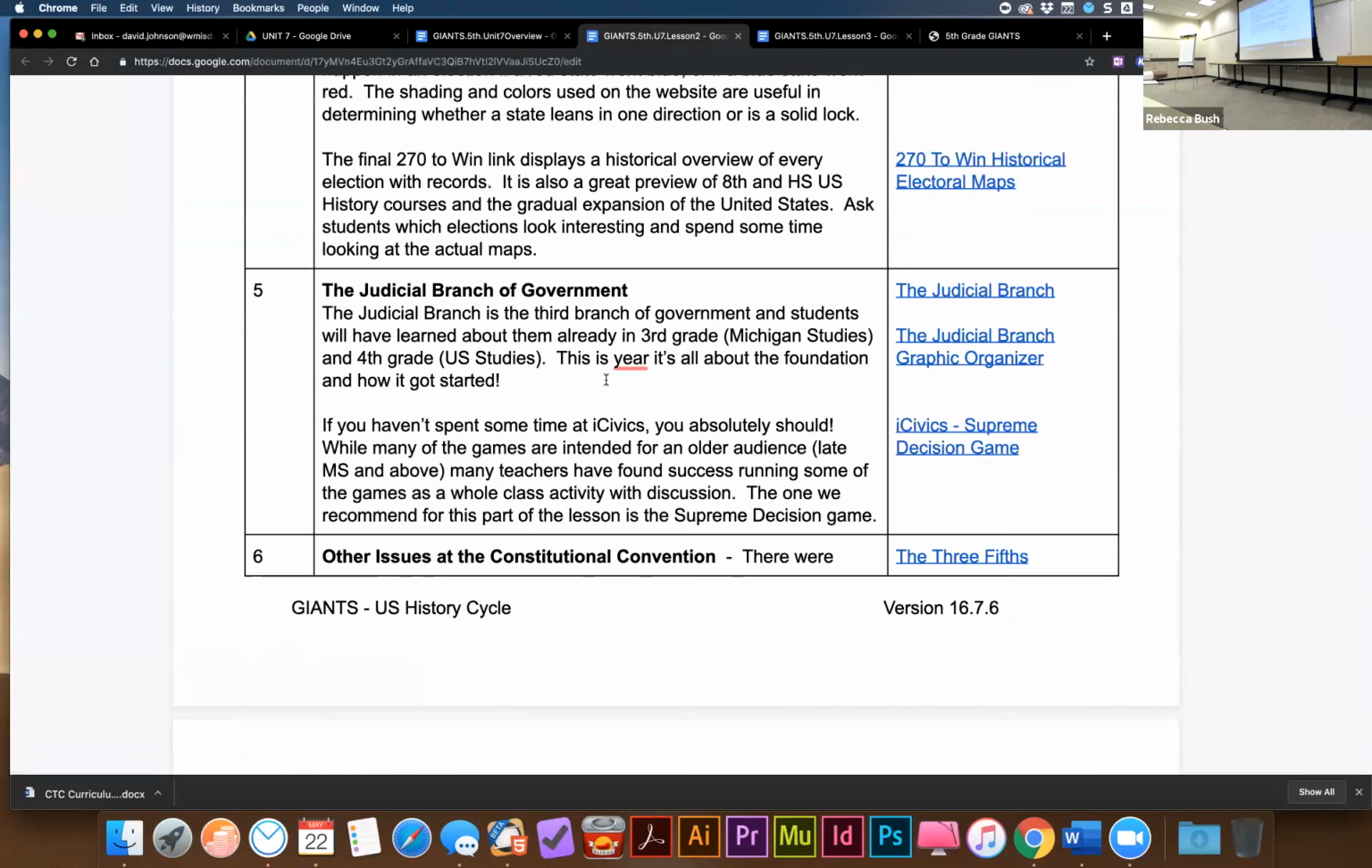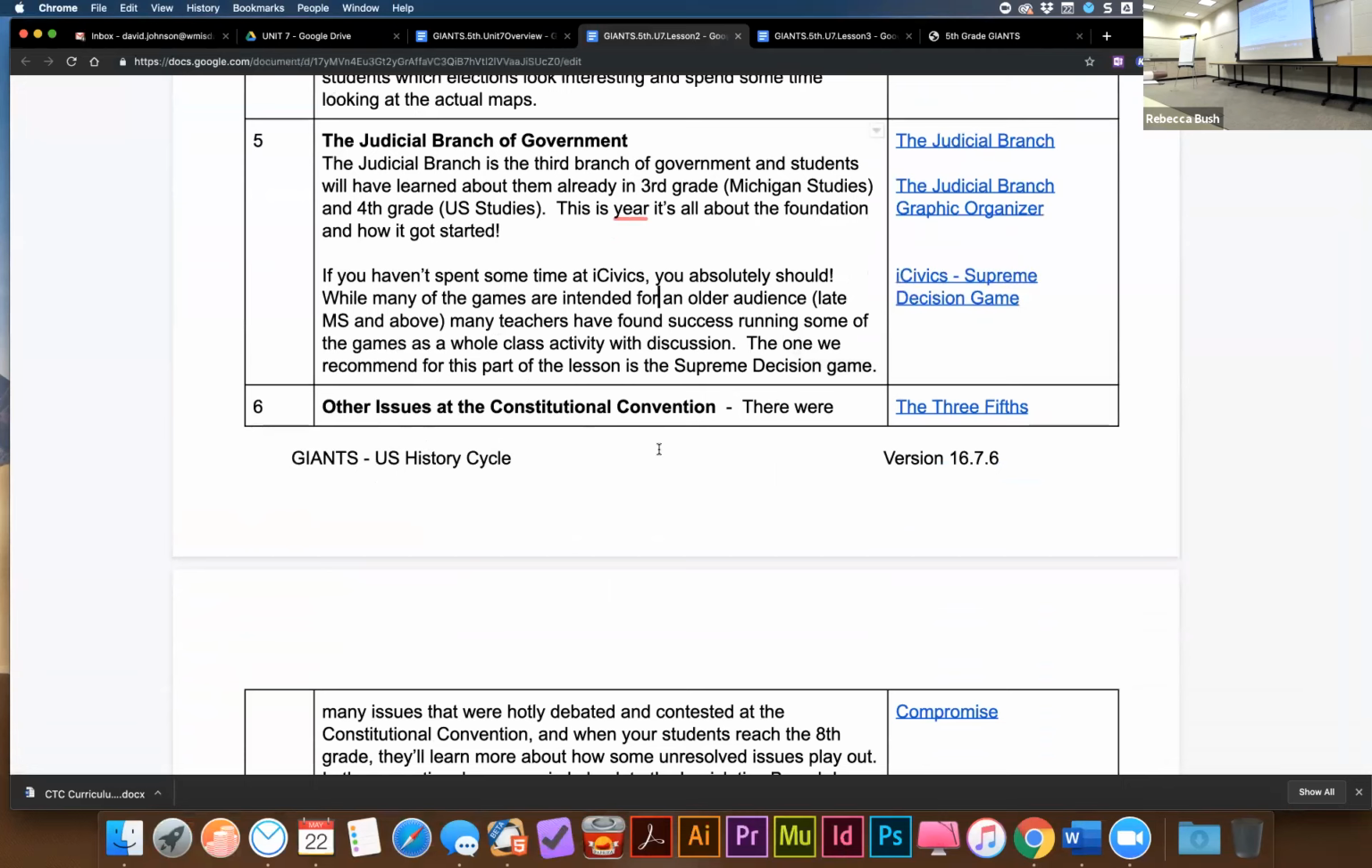Then we talk a little bit about the judicial branch, and the thing I'm going to highlight here is the iCivics piece. iCivics is really for upper grades more than it is the elementary, but I've had elementary teachers that have had great success doing iCivics games as a whole class activity. Again, it's going to depend from year to year based off of your kids, but there's one game in particular, as you're talking about the Supreme Court, that I recommend trying to play with your whole class together, and that's Supreme Decision, so I'd link that there.